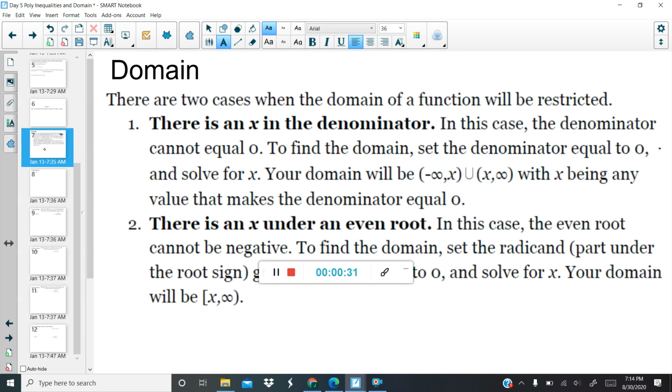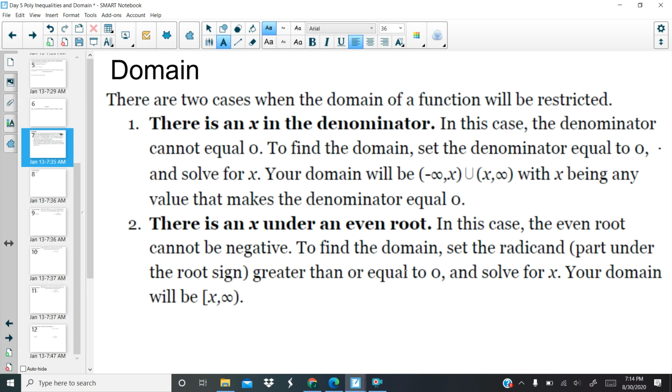One of them is when there's an x in the denominator. If you have an equation like 1 over x, then obviously if x equals 0, 1 divided by 0 is going to be undefined. So that's one case where the domain would have a restriction.